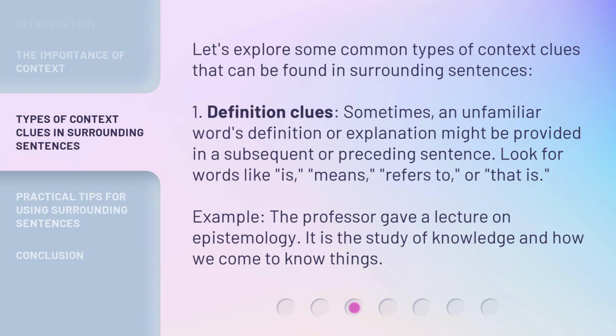1. Definition clues. Sometimes, an unfamiliar word's definition or explanation might be provided in a subsequent or preceding sentence. Look for words like is, means, refers to, or that is. Example: The professor gave a lecture on epistemology. It is the study of knowledge and how we come to know things.